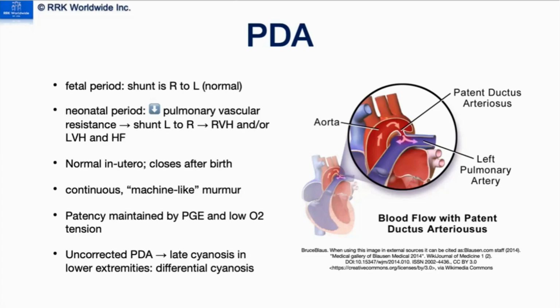You can maintain patency with prostaglandins and low oxygen tension. Uncorrected patent ductus arteriosus is going to lead to late cyanosis in the lower extremities, and a difference in cyanosis between the upper and lower extremities. So you will see a later cyanosis, especially in the lower extremities, if it's uncorrected. While it's normal to be patent in the fetal period, once the baby is born and in the childhood setting, it's not normal, and it leads to this continuous machine-like murmur.